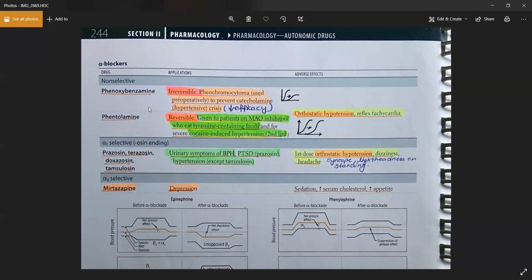And what are the adverse effects? Adverse effects because of alpha blockade. Now you're going to have vasodilation, and because of the vasodilation, you can have orthostatic hypotension, because when you get up, you need to constrict the blood vessels to maintain the same blood pressure. But now this constriction is not going to happen, so you will get orthostatic hypotension, and you will also get reflex tachycardia because of the beta effect, because of the vasodilation, right?